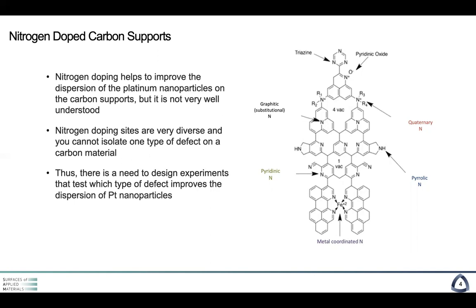Nitrogen doping sites can be very diverse, and it's very tricky to isolate one type of defect on a carbon material. You can see on the right here we have several types of defects: graphitic, pyridinic, quaternary, and pyrrolic. And it's very hard to figure out which one is specifically present. Therefore, we need to design experiments that will test which type of defect specifically helps to improve the platinum nanoparticle dispersion upon a carbon support.